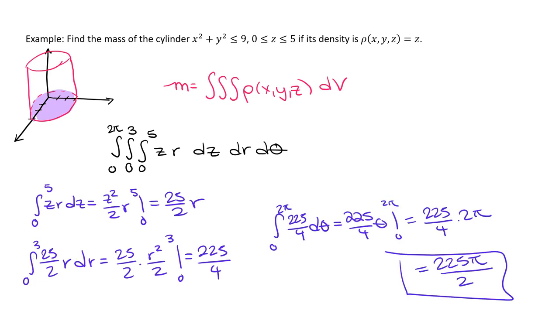All right, and then finally, I'm going to integrate 225 over 4 with respect to theta from 0 to 2 pi. So I get 225 over 4 times theta, and that simplifies down to 225 pi over 2. And that is my final answer. That would be the mass of this cylinder with the given density function.